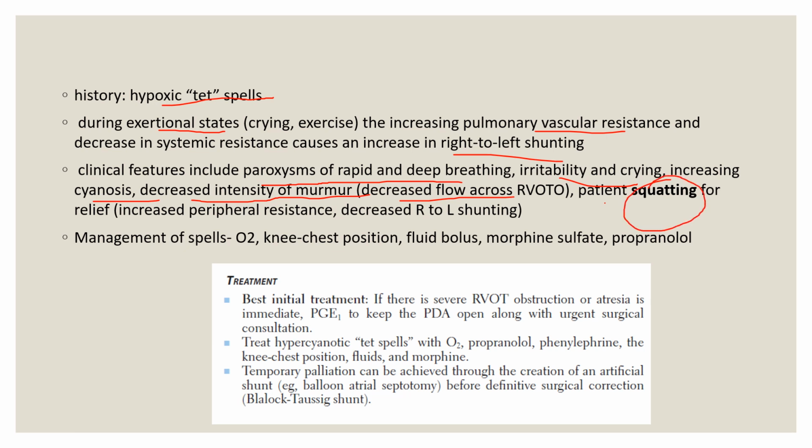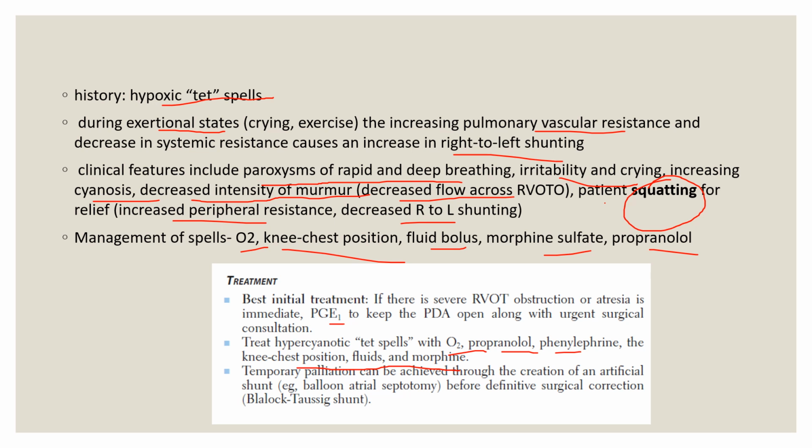The treatment also includes knee chest position because that can increase the peripheral resistance and decrease the right to left shunting. So management of spells is to give oxygen because they are in hypoxia, knee chest position, fluid bolus, morphine sulfate, and propranolol. The best initial treatment is PGE1 to keep the PDA open, along with urgent surgical consultation. TET spells can be treated with oxygen, propranolol, phenylephrine, knee chest position, fluids, and morphine.